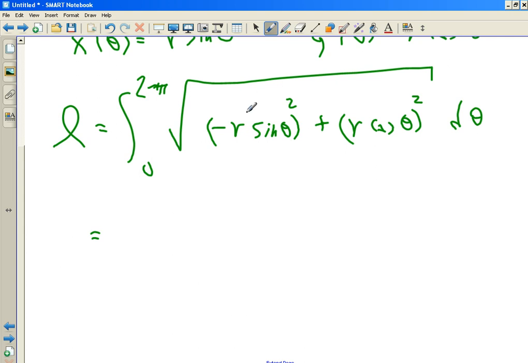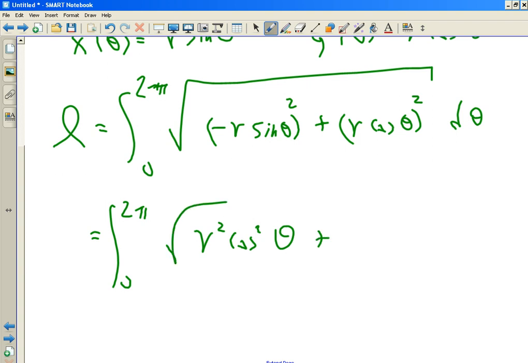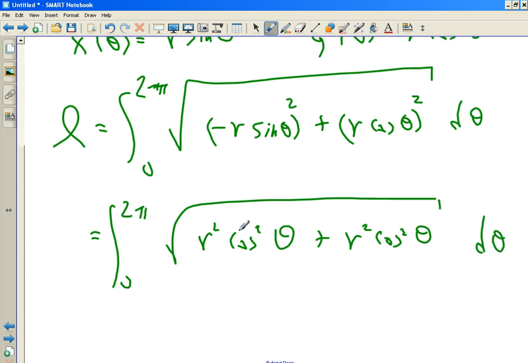Well, that looks impossible, doesn't it? But not really. When you square this, what do you get? R squared sine squared, right, plus r squared cosine squared. Can you do the identity? And the d theta, remember, is outside. That's one of those trig identities we just throw at you.